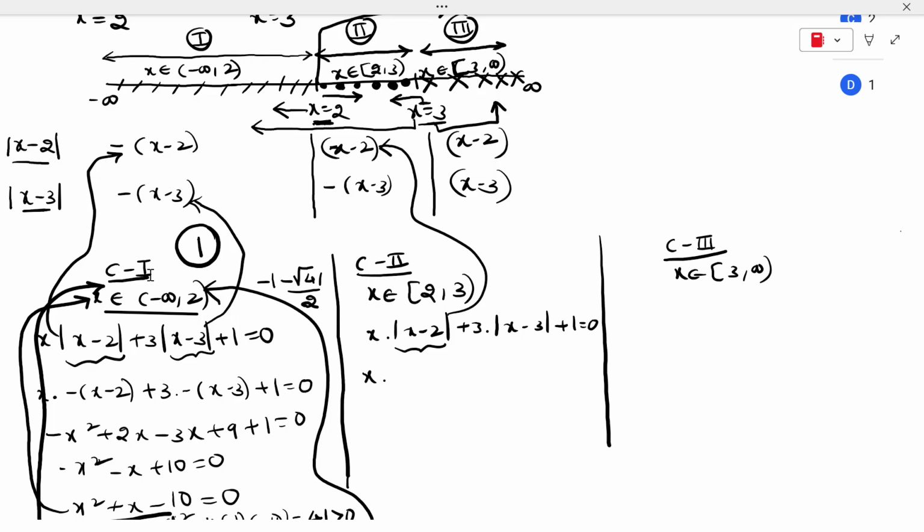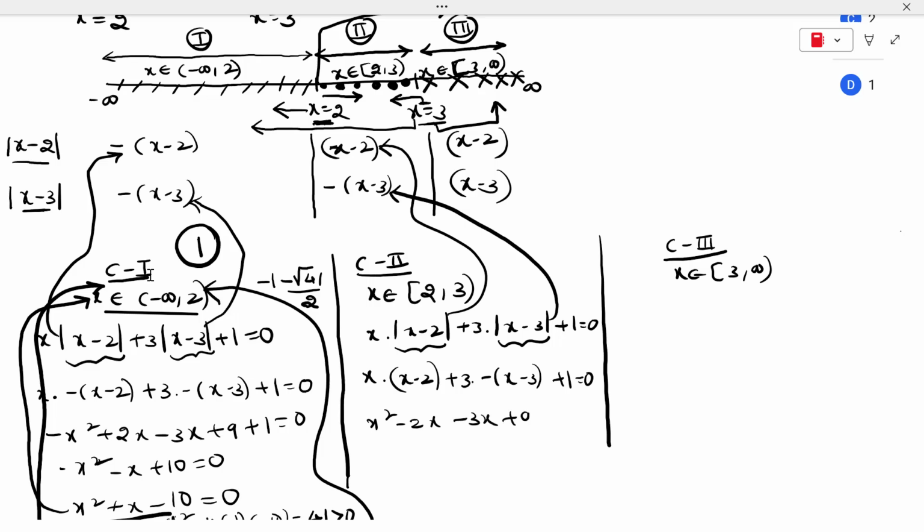So that is x into x minus 2 plus 3 times this mod x minus 3, which should be replaced with minus of x minus 3. So minus of x minus 3 plus 1 is equal to 0. Yes. So that is x into x square minus 2x minus 3x plus 9 plus 1 is equal to 0. So x square minus 5x plus 10 is equal to 0.